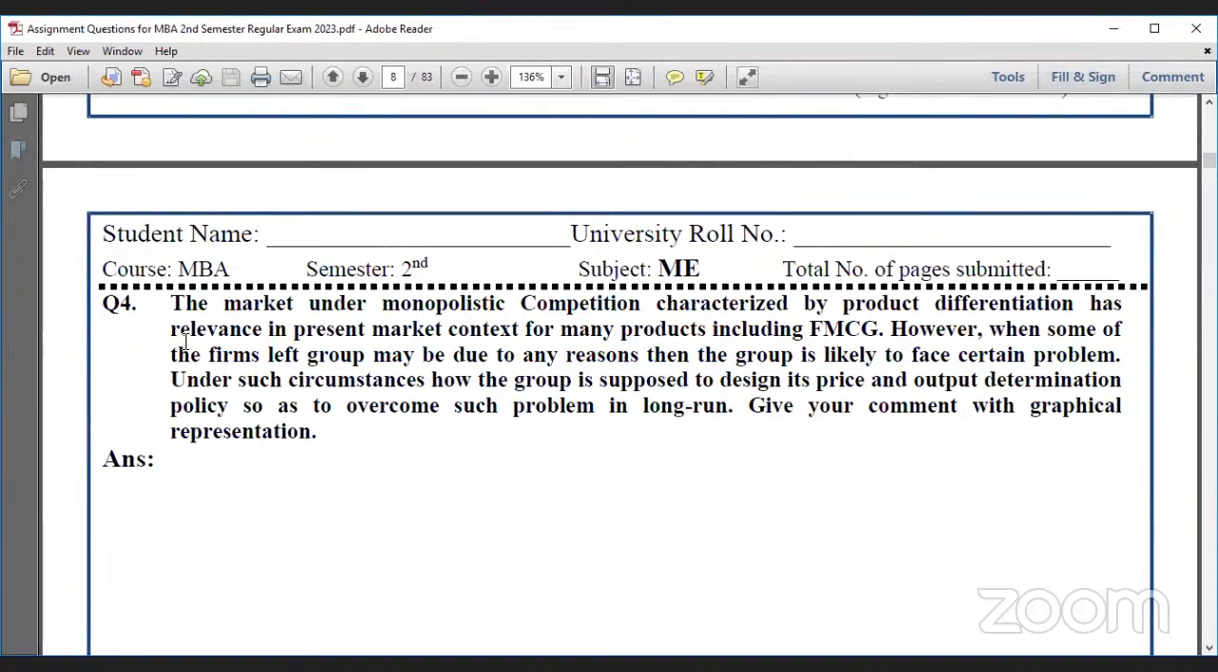Product differentiation, I have a doubt. So whatever is asked in the semester exam are theoretical questions.